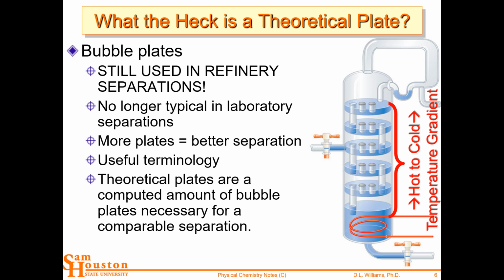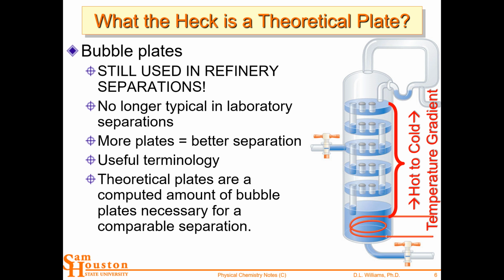I don't know how you could do it with a traditional bubble plate distillation column, but the old fractioning columns used bubble plates, and that's what's being shown in this diagram. And so they could calculate the height of a bubble plate and how many bubble plates you need to, say, separate diesel from gasoline. And so this engineering term of plates in your fractioning column was the term that they used. Mathematically, they applied that same terminology to gas chromatography.